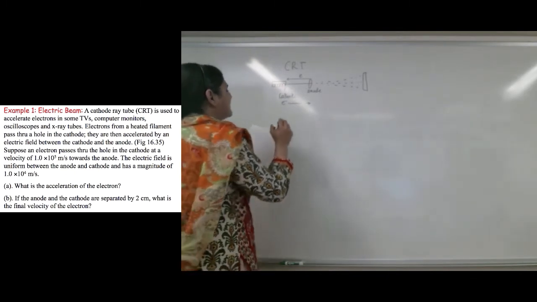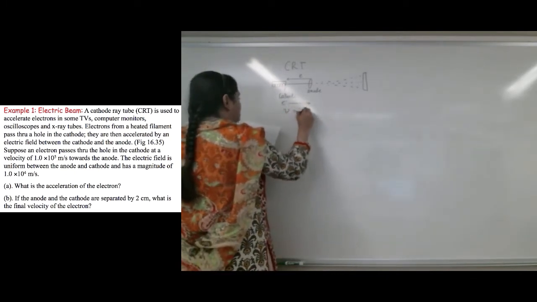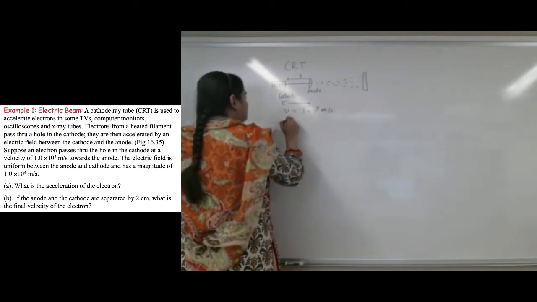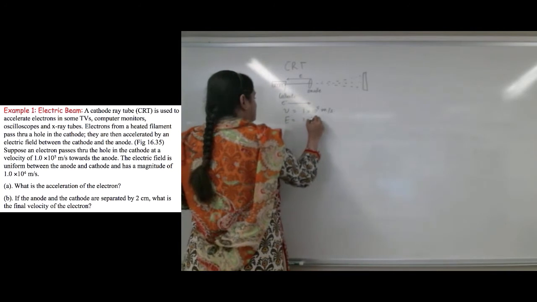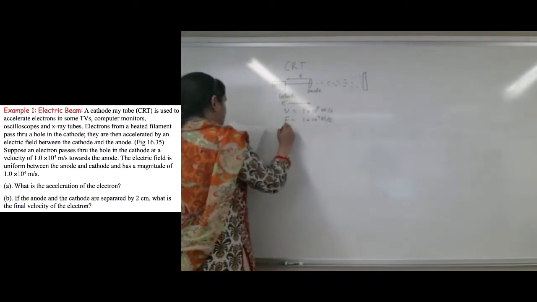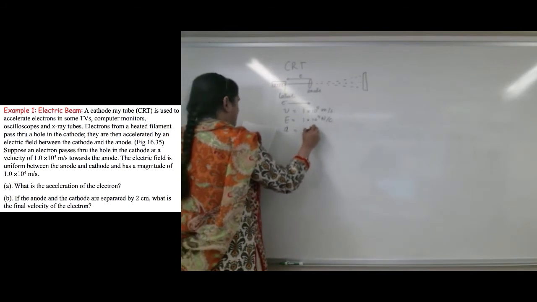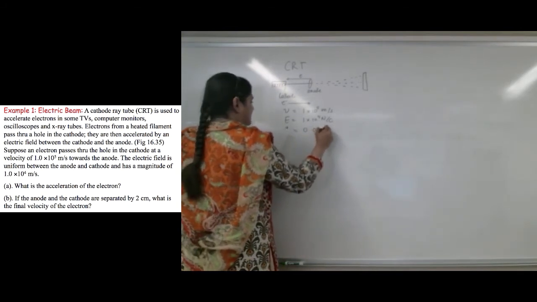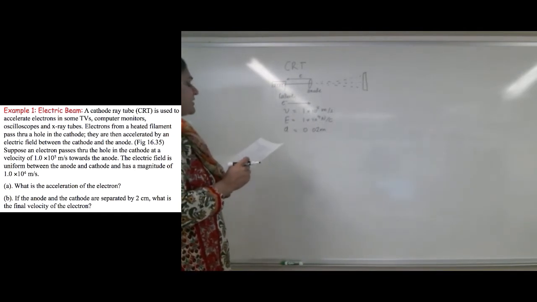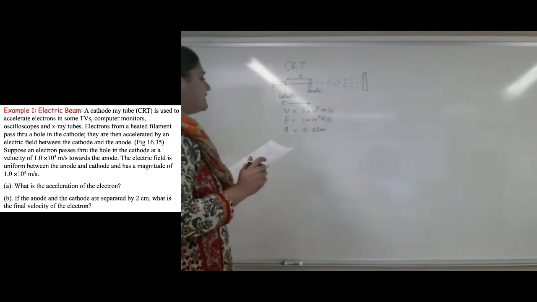So we know that the electrons would want to move towards the anode because they're negatively charged. And it says that these have a velocity of 1 × 10⁵ meters per second. E field is 1 × 10⁴ newtons per coulomb. And the separation between the plates is 0.02 meters, okay, 2 centimeters. Now what does it want us to do? It wants us to find the acceleration of the electron.